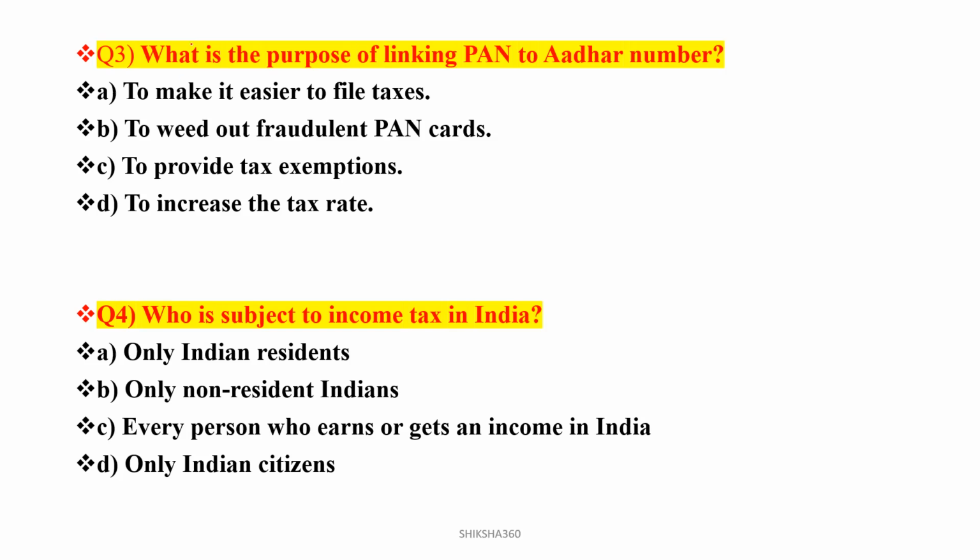Now move to the next point, question number 3. What is the purpose of linking PAN to the Aadhaar number? Option A, to make it easier to file taxes; to weed out fraudulent PAN cards; to provide tax exemption; to increase the tax rate. There are many persons who have two PAN cards, so the main purpose of linking PAN with Aadhaar is to weed out fraudulent PAN cards. Option number B will be the answer.